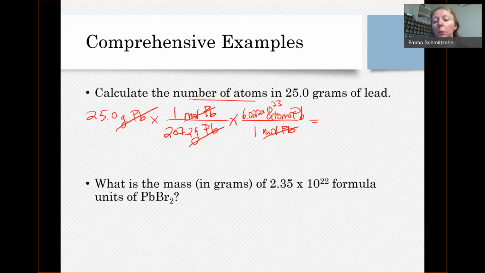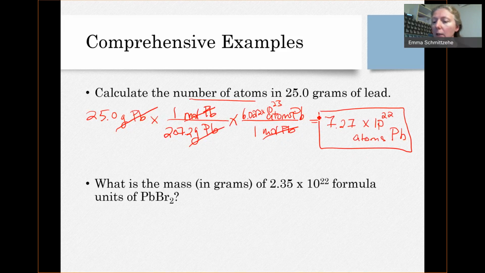Okay, so now I want my answer. I'm not going to write down everything that's in the calculator. I'm going to look at my sig figs. 25.0 is 3 sig figs. The 207.2 is 4 sig figs. And Avogadro's number that I use is 4 sig figs. So my limiting factor is the 3 sig figs. So in the end, I'm going to round to 3. So 7.27 times 10 to the 22nd. Okay, and that's atoms. And so that would be my answer. Sorry, that 10 is kind of messy.